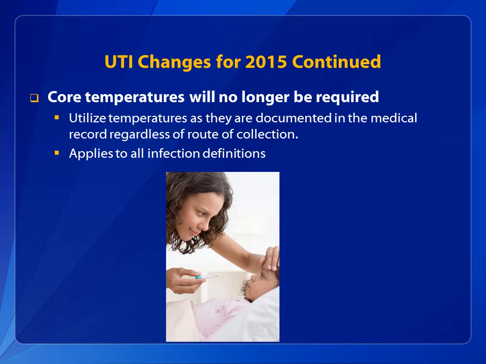In 2015, NHSN surveillance protocol requires facilities to use temperatures recorded in the medical record when performing infection surveillance. Facilities should not convert documented temperatures based on hospital policy for NHSN reporting purposes. This applies to all NHSN infection definitions. NHSN will no longer require the use of core temperatures for infant criteria.